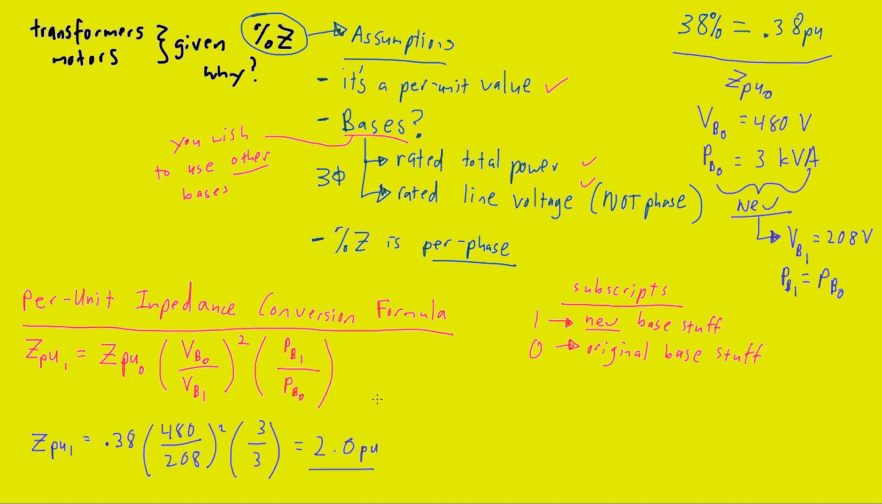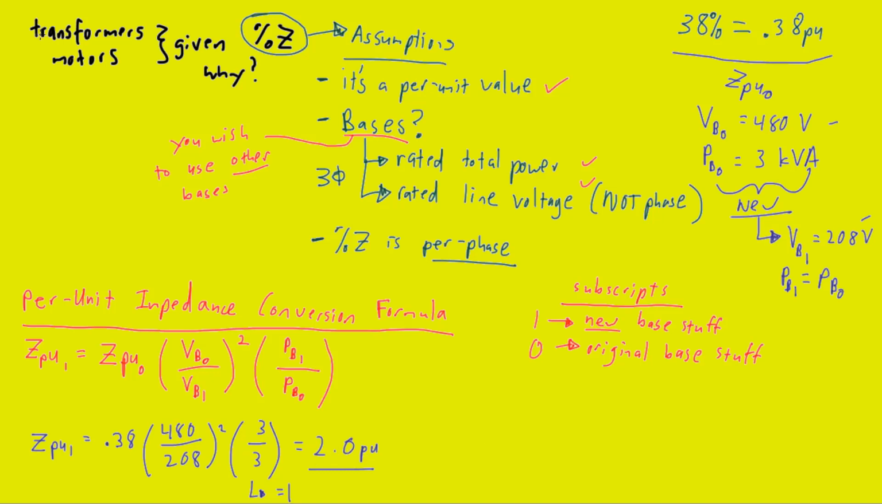To analyze this formula really simply, we've just filled in our variables. We have a 0.38 impedance per unit there. We have our 480 volts, which is our original voltage base, put over 208 volts, which is our new voltage base. We square that, and then we are not changing our power bases, so we can put the new over the original being the same. 3 over 3 obviously equals 1, which algebraically makes that whole parenthesis go away, and we can net out to a 2.0 pu.